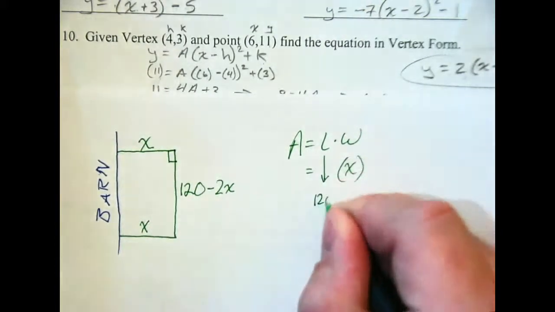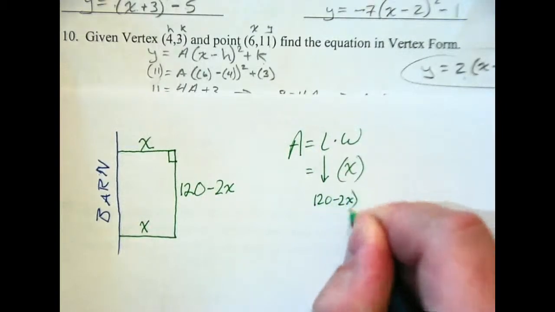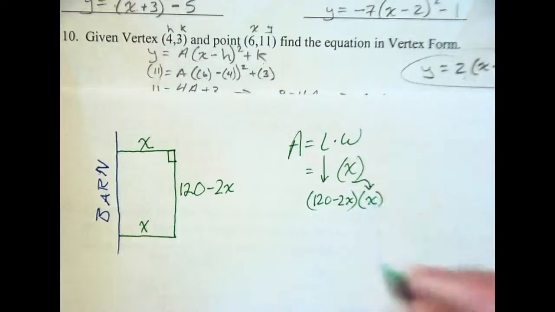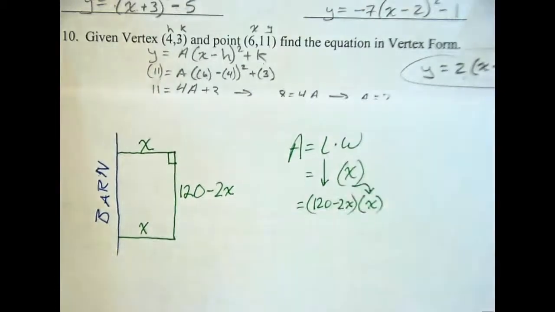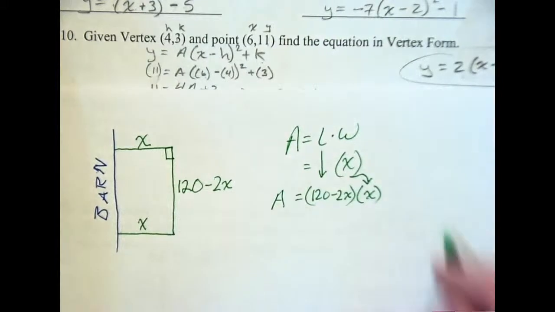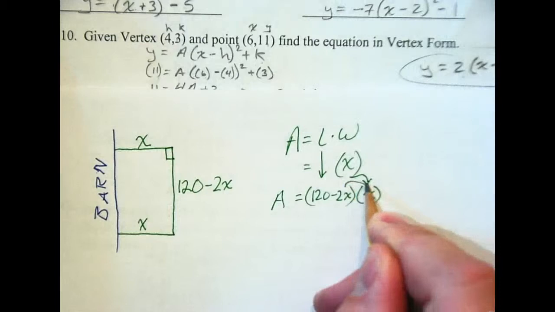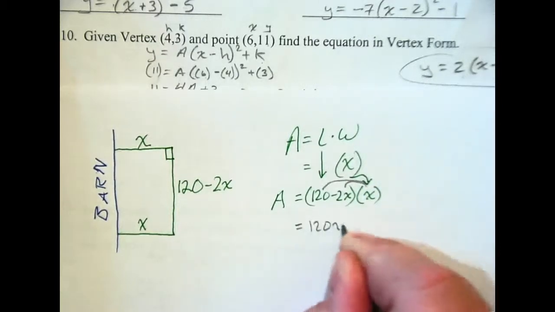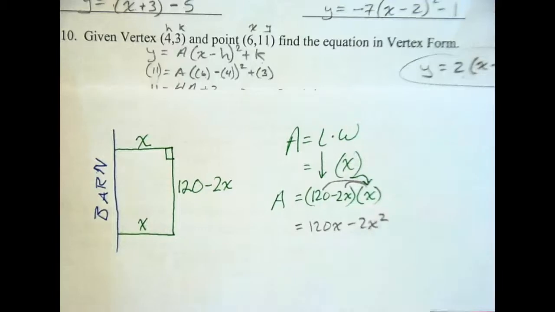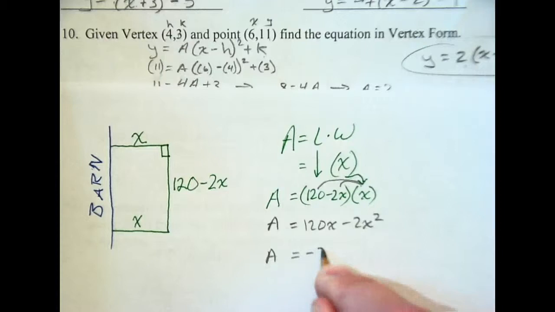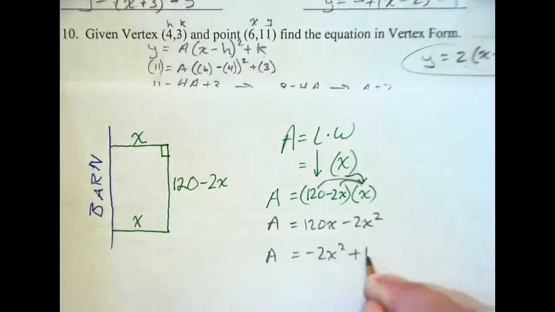I probably should have made this a little better, so we'll bring this X right here. That's equal to my area. So X is our width. A equals 120 minus 2X times X, so we can use the distributive property here. That times that, and that times that. That ends up giving me 120X minus 2X squared. And we'll move it around so we have negative 2X squared plus 120X.